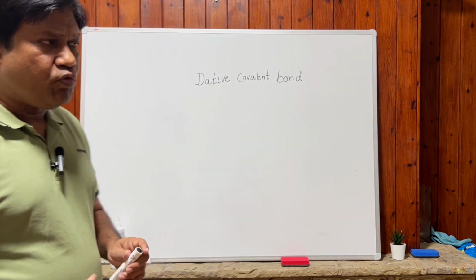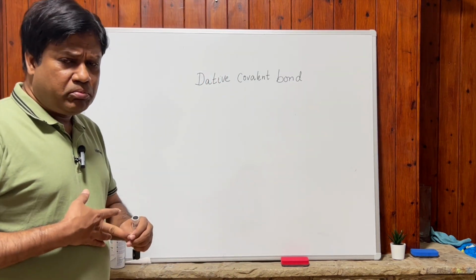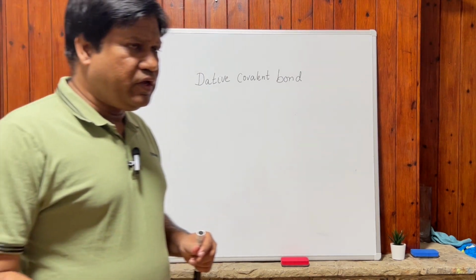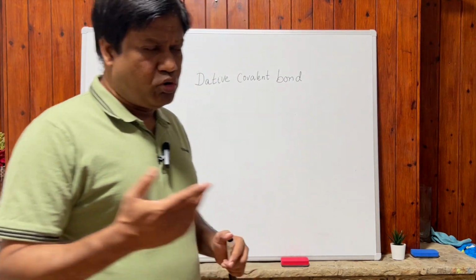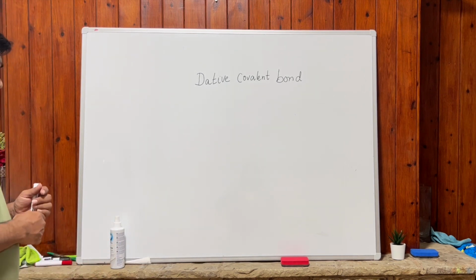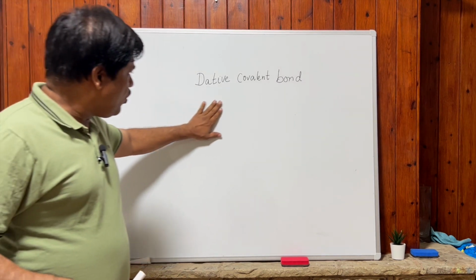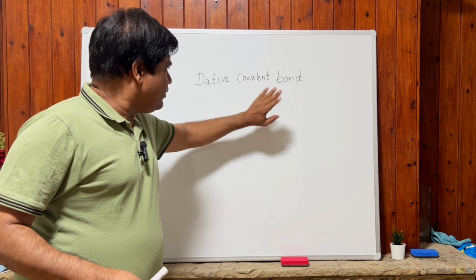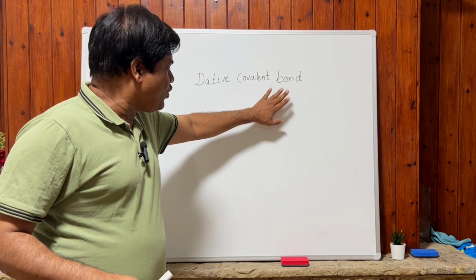Anyone? How is a covalent bond formed? It is formed by simply sharing a pair of electrons between two non-metals. We can say a mutual sharing. So this is an extension of a covalent bond.